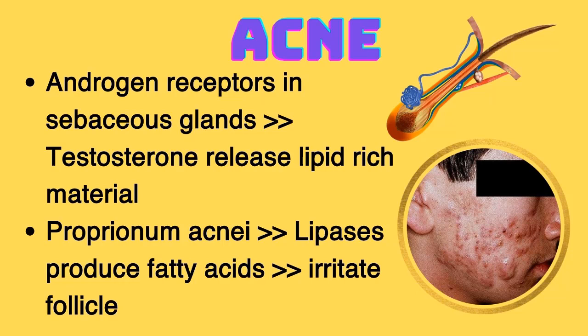Then the other one dealt with where is the receptor for androgens in the skin, and the answer to that is the sebaceous glands. They have androgen receptors, and that's where testosterone or dihydrotestosterone hook into. See, the reason why men more likely get zits, get pimples, acne, is because we have more testosterone than women. Therefore, we have more that stimulates the sebaceous gland to release that lipid-rich material, which gets into this hair follicle. And then if you have Propionibacterium acnes, that's an anaerobe in the skin, it has lipases that break down that fat from the sebaceous gland and produces fatty acids that irritate the follicle. Voila, you end up with acne.